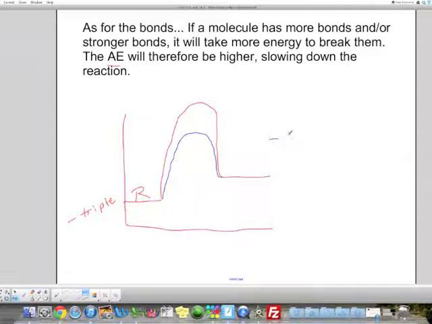So in blue I'd have the single bonds. So the smaller the energy required, the lower the activation energy, and also the lower the activated complex. So this here would be a faster reaction. And for the other one, this would be a slower reaction, much more difficult to go over the hump.